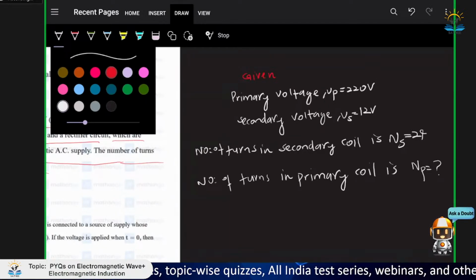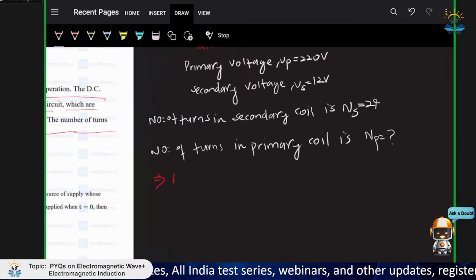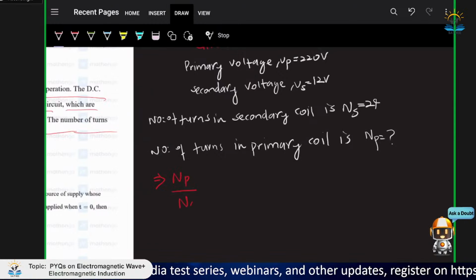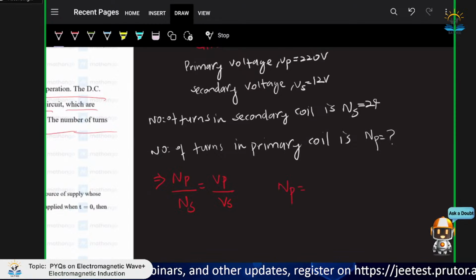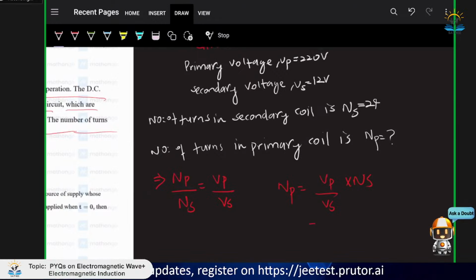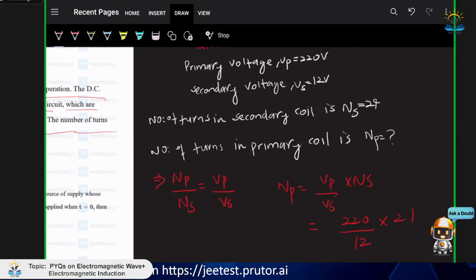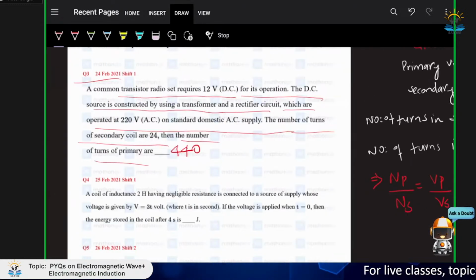We have the equation, correct. NP by NS equal to VP by VS. So NP we can write as VP by VS into NS. Just give the values. VP is how much? 220. VS is 12. NS is 24. Correct. So how much is the number of turns in primary coil? 440. So our answer will be 440. Correct. Yeah. Next question.